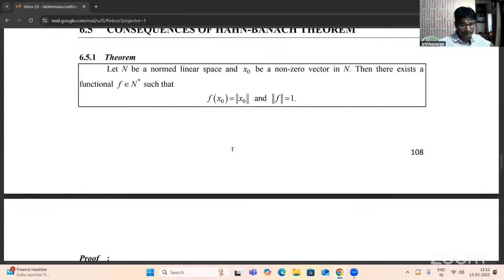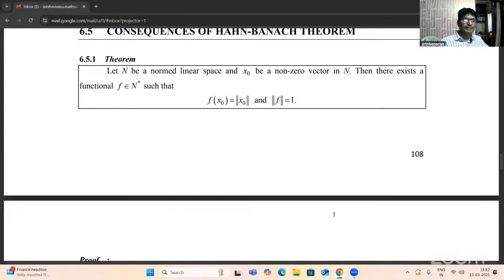Just you have to see the above two lemmas and the Hahn-Banach theorem.